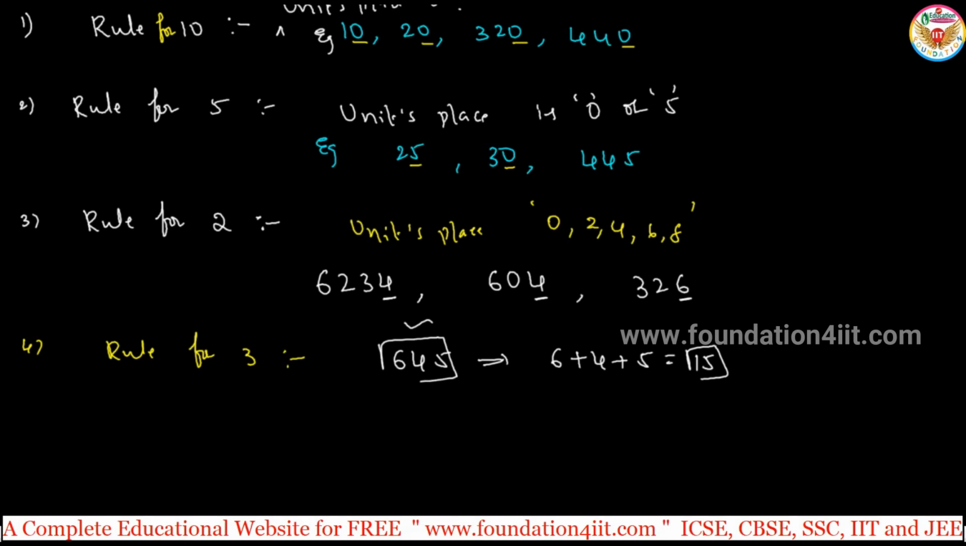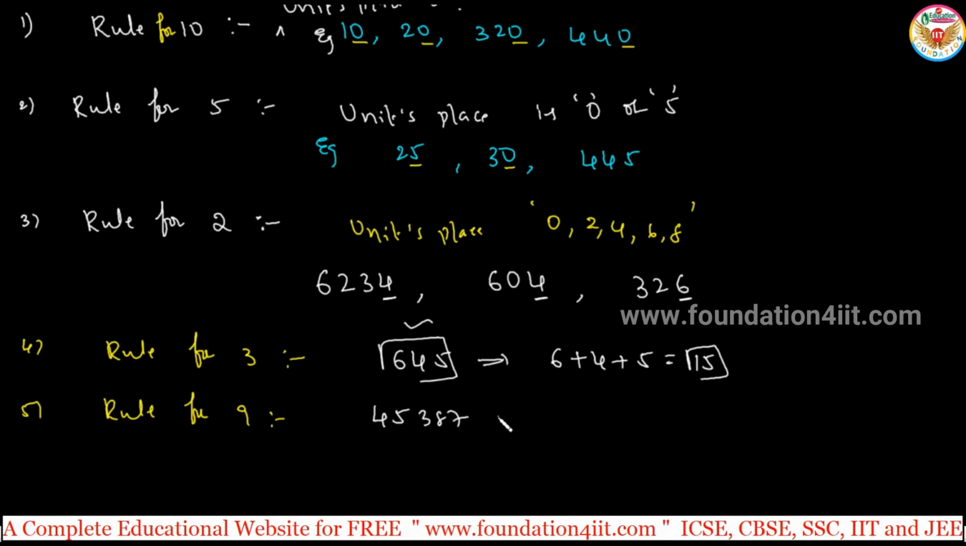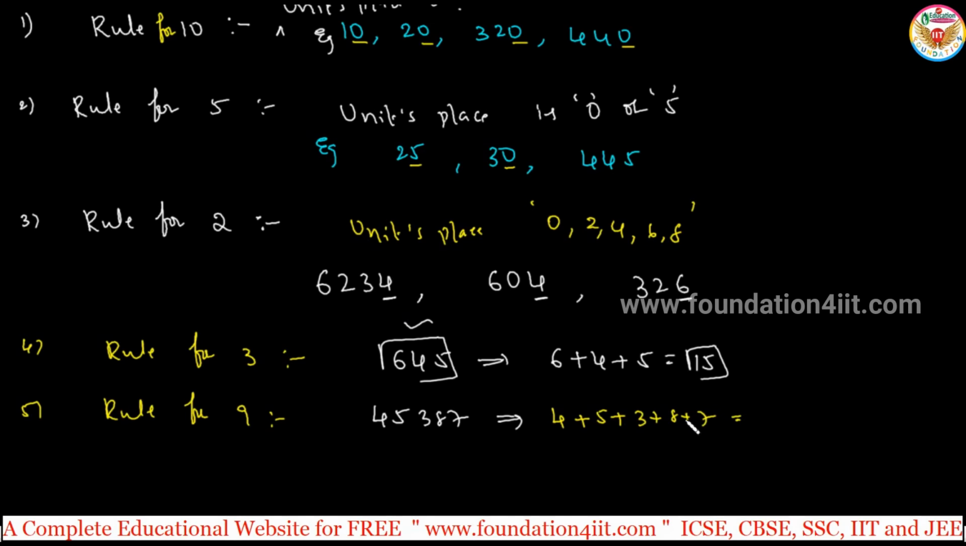Same way, the rule for 3 and the rule for 9 are the same. For the rule for 3, the sum of the digits must be divisible by 3. For the rule for 9, the sum of the digits should be divisible by 9. For example, 45,387. To check whether this number is divisible by 9 or not, you just add the digits: 4 plus 5 plus 3 plus 8 plus 7. By adding this, you get 27. 27 is divisible by 9, so 45,387 is also divisible by 9.